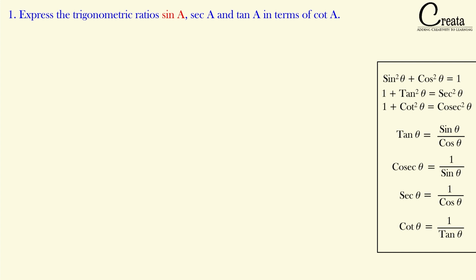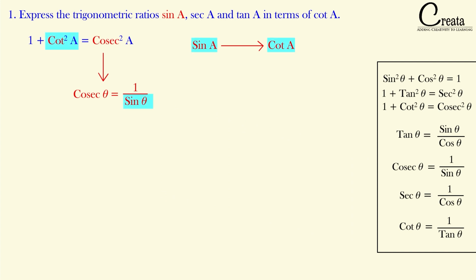For that, let's take the third trigonometric identity equation, that is 1 plus cot square theta is equal to cosec square theta. Here our trigonometric angle is angle A. So let's replace theta with angle A. We got 1 plus cot square A is equal to cosec square A. We have taken this equation because we have to express sine A in terms of cot A. We need sine and cot. In this equation, we are having cosec and cot. And what is cosec? Cosec is reciprocal of sine. So basically, this equation involves sine and cot both. So this equation will be helpful to us.